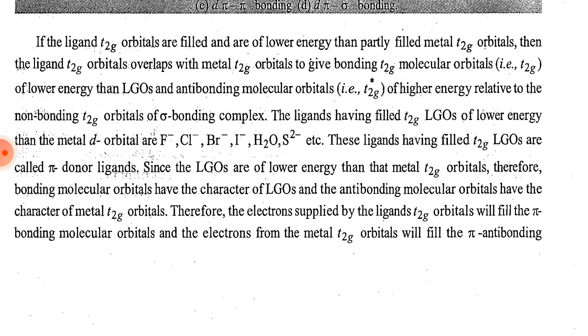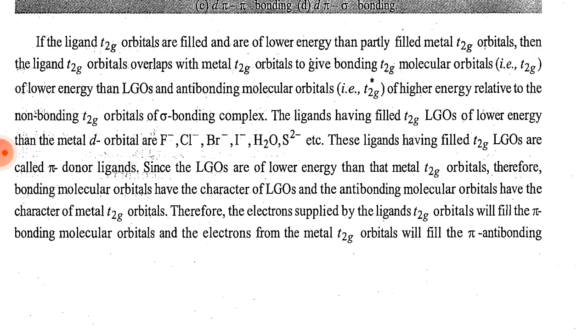If the ligand t2g orbitals are filled and are of lower energy than the partly filled metal t2g orbitals, then the ligand t2g orbitals overlap with the metal t2g orbitals to give bonding t2g molecular orbitals, that is t2g of lower energy than the ligand group orbitals, and antibonding molecular orbitals, that is t2g star of higher energy relative to the nonbonding t2g orbitals.